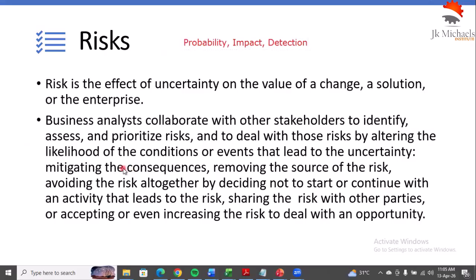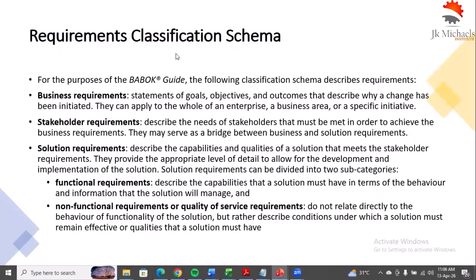Very important, right? Now, one of the things we want to do is to mitigate the consequences or reduce the likelihood, or eliminate the source of the risk by just avoiding it, making sure that the thing that causes the risk is not even in the picture at all. Avoid the risk by deciding not to start or continue with an activity that leads to the risk, sharing the risk with parties, or accepting or even reducing the risk to deal with an opportunity, right? So this is how we manage and how we deal with risk in business analysis.